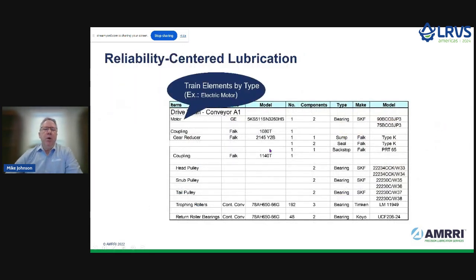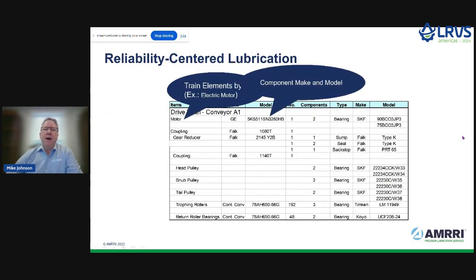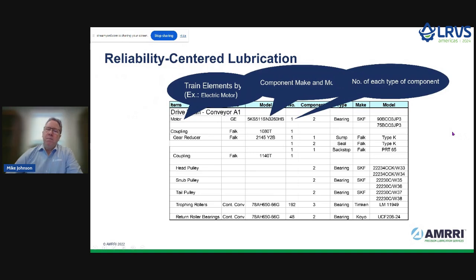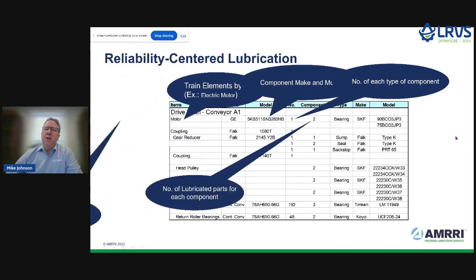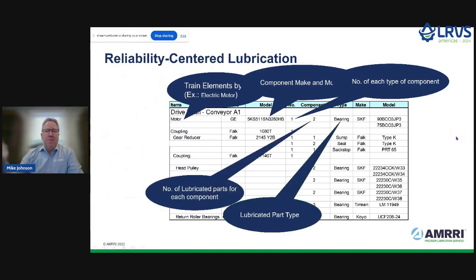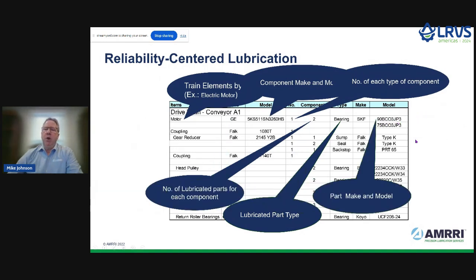The motor, who made it, the model, possibly the number of motors, the number of components, the fact that it's a bearing, but the type of bearing, SKF, ball bearing, deep groove ball bearing, it's noted over here, and similar level of details for every lubricated machine part. None of these detail collection bits are complex, but it is time consuming.